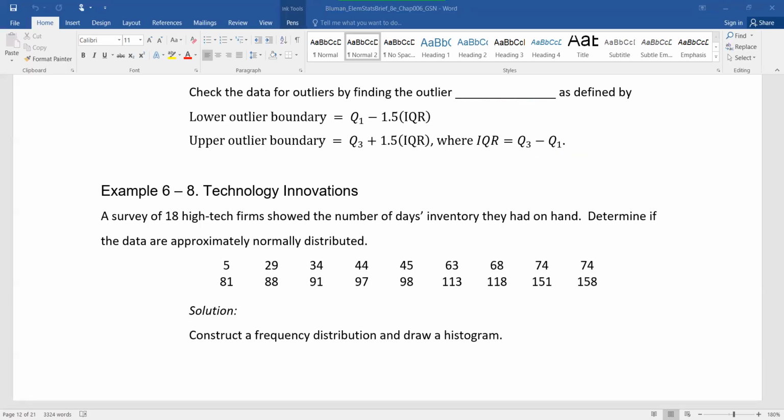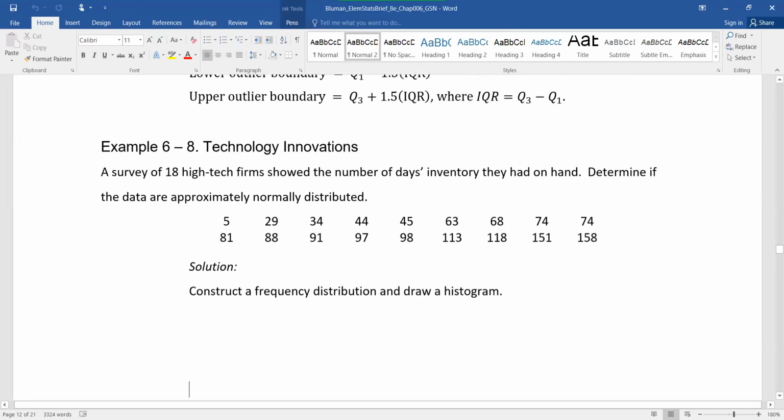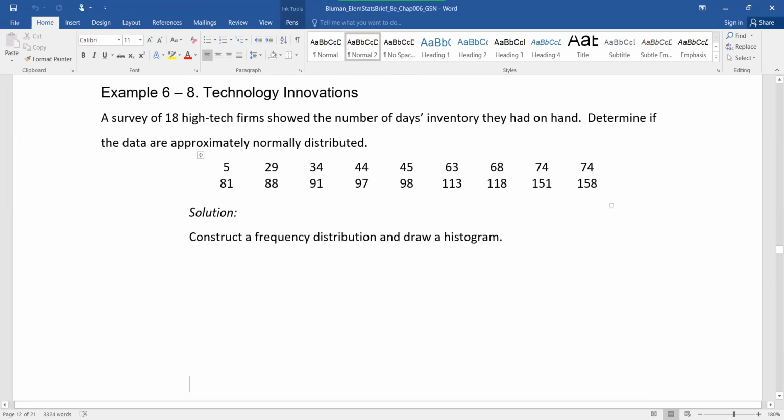I think this might be our last example, maybe. All right, so technology innovation. It says a survey of 18 high-tech firms showed the number of days inventory they had on hand. Determine if the data are approximately normally distributed. So here's the data. We want to determine if it's normally distributed. It didn't tell us if it was.